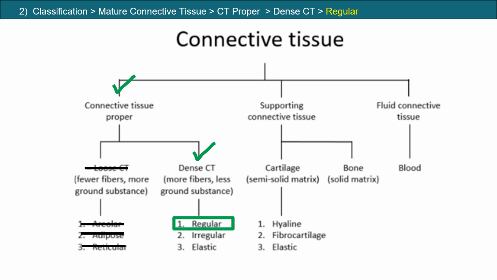So we finish all this loose connective tissue. Now we're going to continue talking about the connective tissue proper, but now we're going to talk about the dense connective tissue that has, remember, more fibers and less ground substance, so the structure will look more solid, less yellow. And the first one that we are going to have is the dense regular connective tissue.